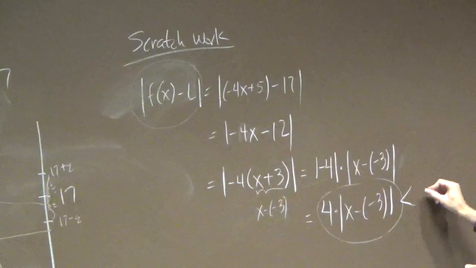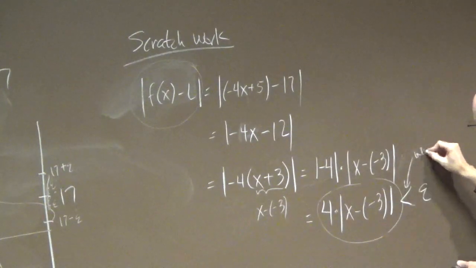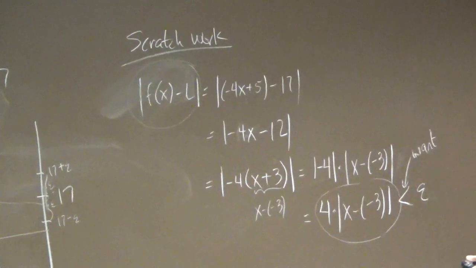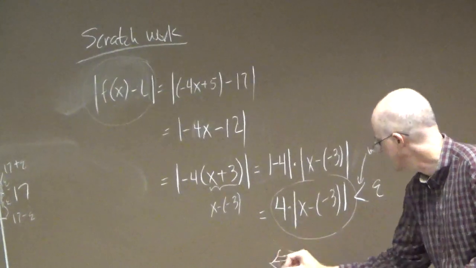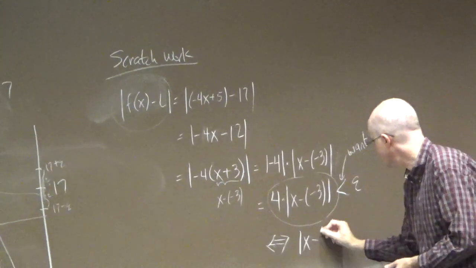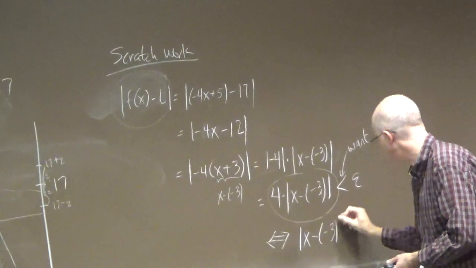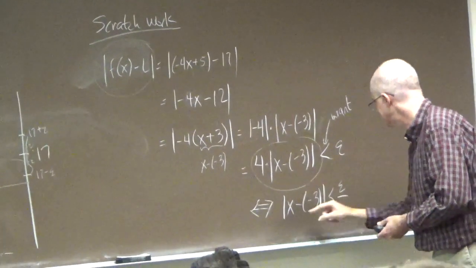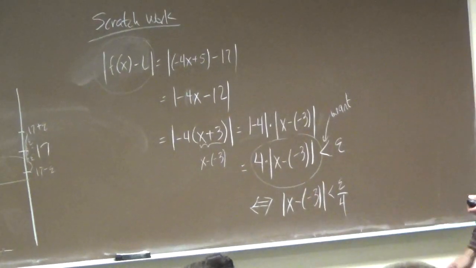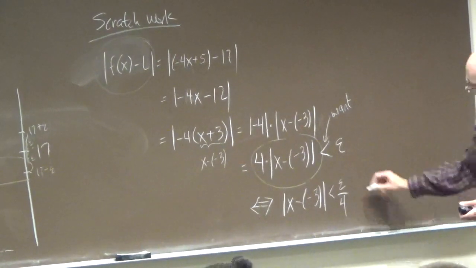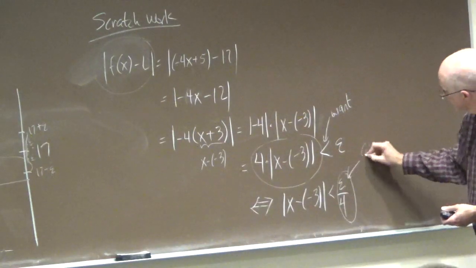I want this to be less than epsilon, that's what I want. How can I make that happen? Divide both sides by negative 4. I can make that happen as long as the distance between x and negative 3 is less than epsilon over 4. The logic will work backwards. And this, therefore, is what the delta is.